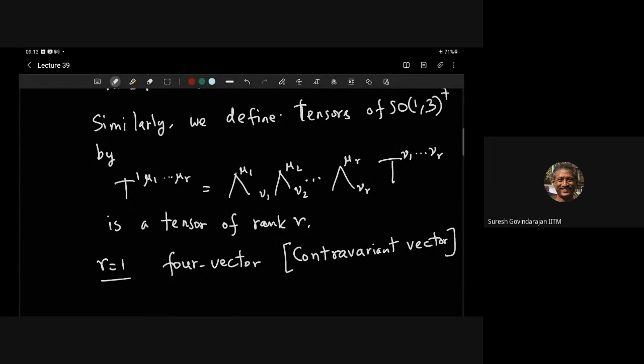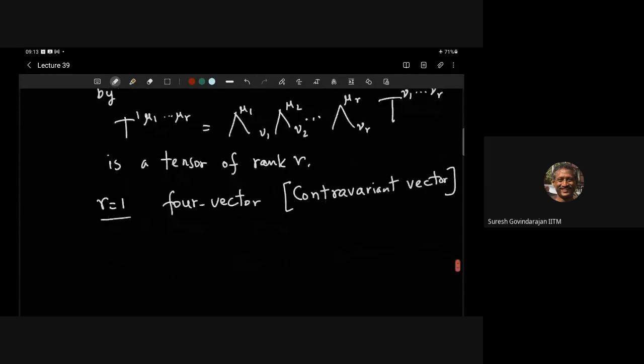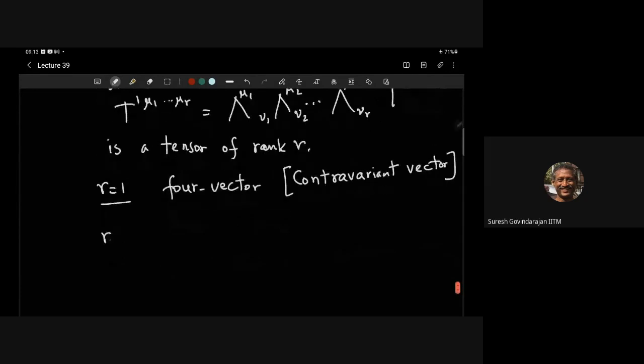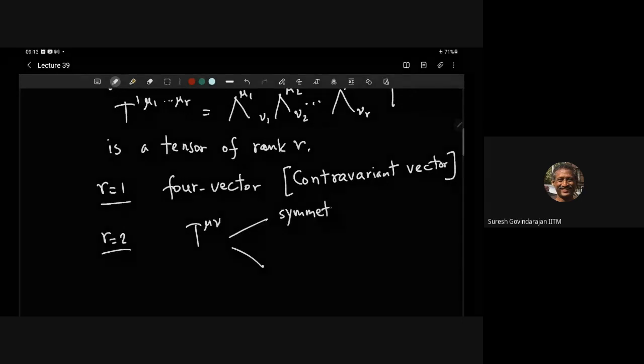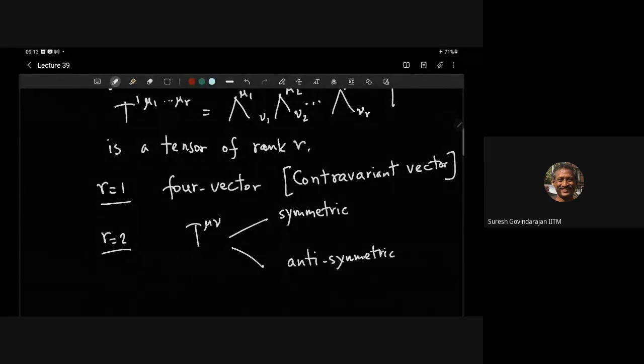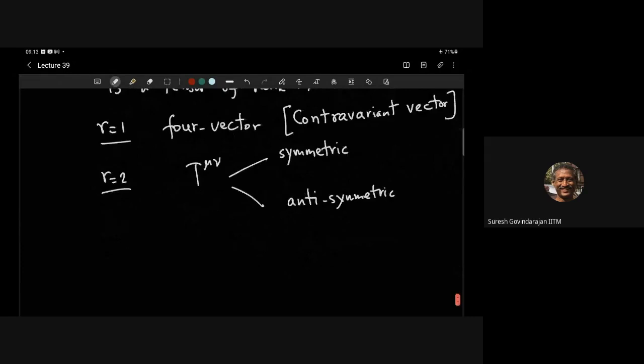But if we take R equal to 2, we'll get an object like this. Like before, we can write it as symmetric or antisymmetric; there will be two types. And actually, you can break this up further, but we have to discuss what a trace is, and we'll do that later. So R equal to 2 gives second rank tensors.